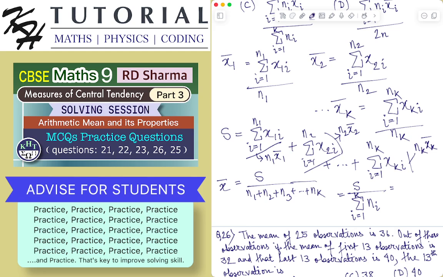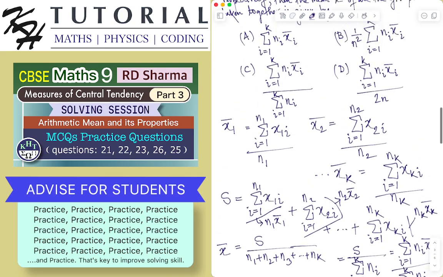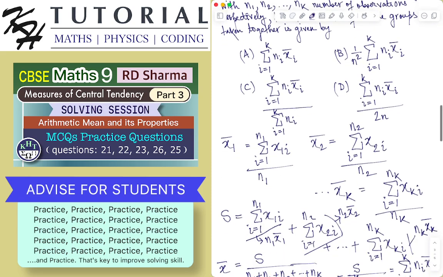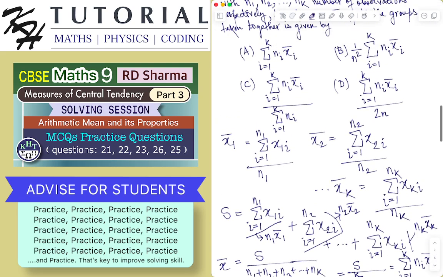So in the sigma notation, it will be summation of ni xi bar, i ranging from 1 to k, and in the denominator we already have summation of ni, where i is equal to 1 to k. So the required mean is summation of ni xi bar divided by summation of ni, where i is ranging from 1 to k. So the correct choice is choice C. C is the correct choice.